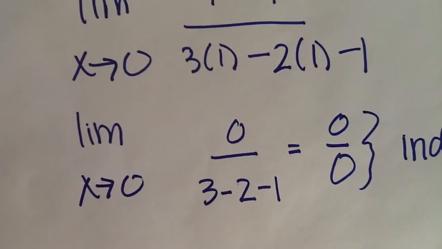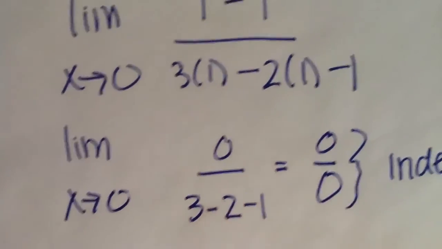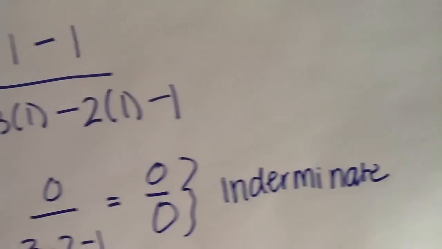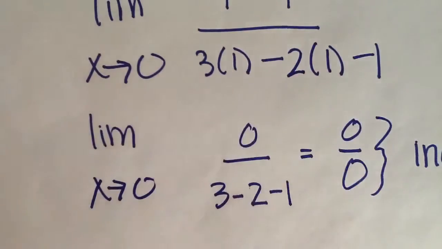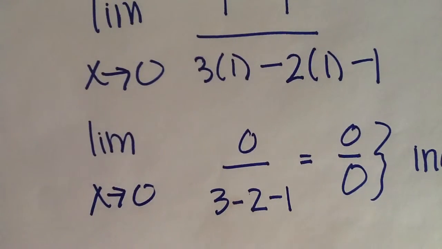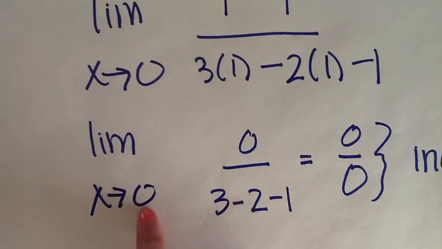Continuing to solve the substitution, we have 0 over 3 - 2 - 1, which comes out to be 0 over 0. This 0 over 0 is an indeterminate. So we cannot tell what is happening from this as x approaches 0. There's not enough information to tell what the limit is or what the function is doing as x approaches 0. So we're going to have to find another way to find the limit, since 0 over 0 tells us that 0 as a point in the graph is out of the domain.